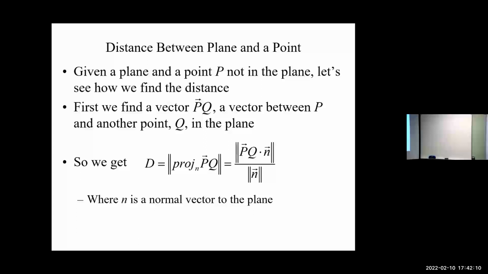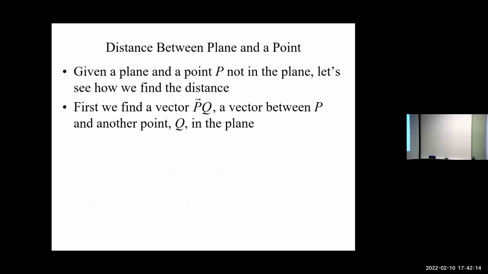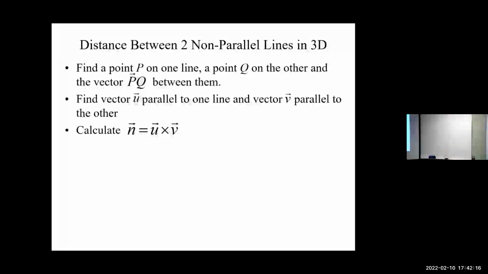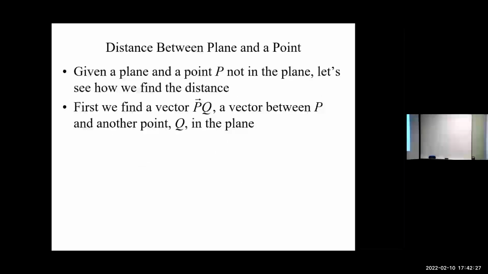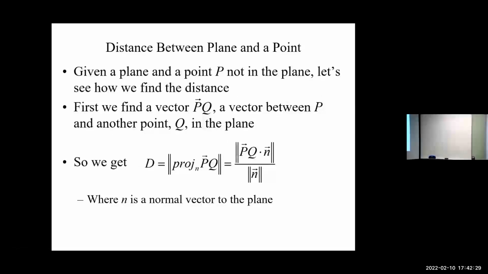I think what's funny about these slides, even though there were 3 different problems, did you notice how the formula always looked the same? PQ dot n over magnitude of n, PQ dot n over magnitude of n. The only difference in each of these was how we found the normal vector. That's it. And that's, again, the part that I want you to focus on, not the formula itself.